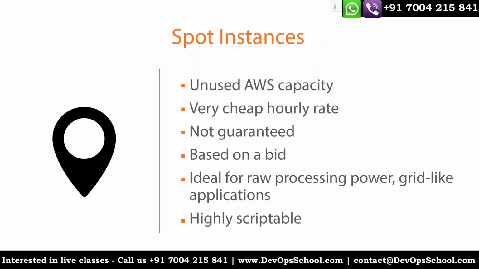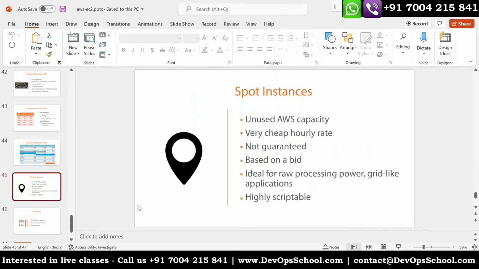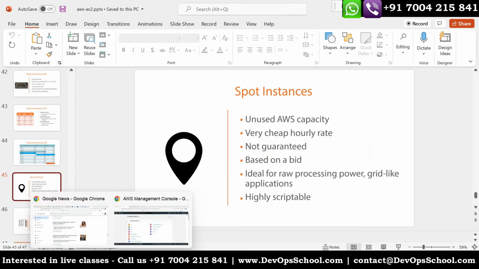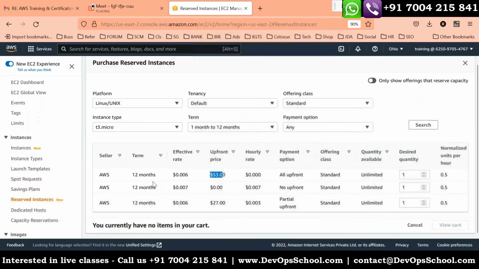Spot instance, yes, we discussed about unused AWS capacity, very cheap hourly rate, not guaranteed, based on a bid. Ideal for raw processing power, like grid applications, highly scriptable. So how do you get the spot? Let me show you the spot options also, so you get comfortable with it.